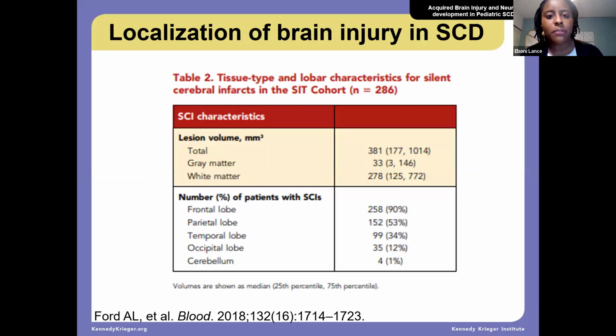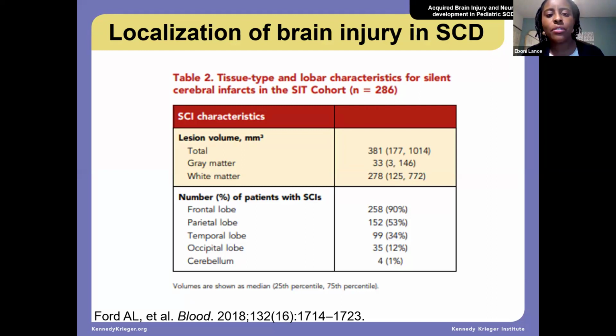And then in terms of where these are occurring, this is actually a study looking at school-age children with sickle cell disease, almost 300 of them who've already had one silent cerebral infarct. And in this study, they noted that the silent cerebral infarcts were happening predominantly in the white matter of the brain, and were predominantly impacting the frontal lobe and the parietal lobe. And again, because we know that these predominantly affect those locations, the symptoms that we're looking for are symptoms associated with frontal lobe and parietal lobe dysfunction or damage.